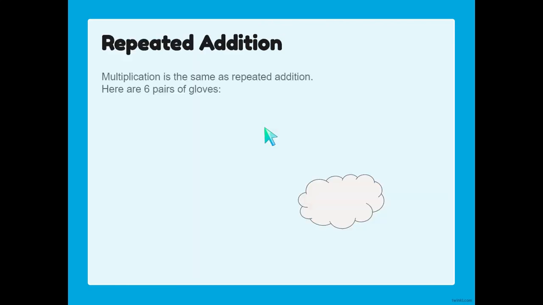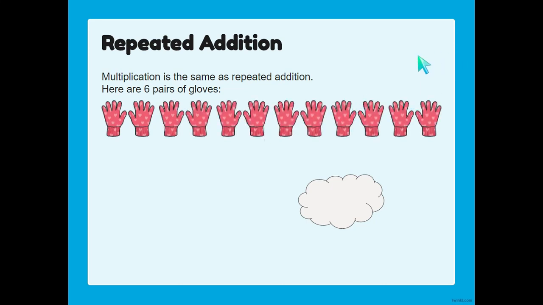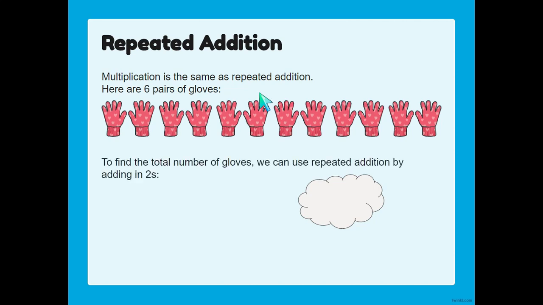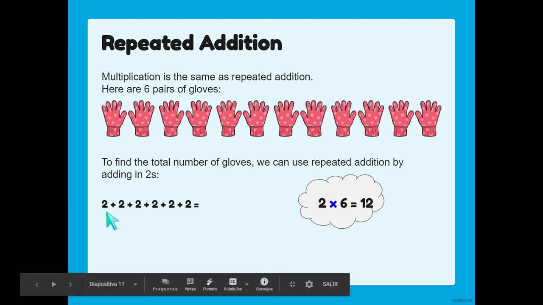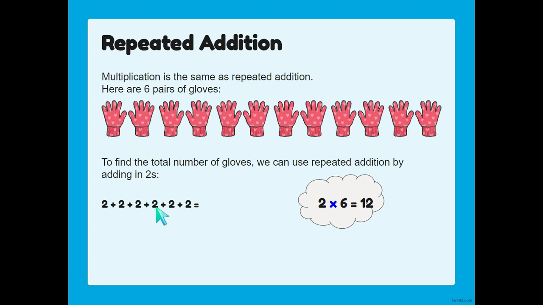But what is repeated addition? Multiplication is the same as repeated addition. Here we have another example with pairs of gloves. In total, we have 6 pairs of gloves. Now, to find the total number of gloves, we can use repeated addition by adding in 2s or counting in 2s. So, 6 pairs of gloves is the same as 2 plus 2 plus 2 plus 2 plus 2 plus 2.